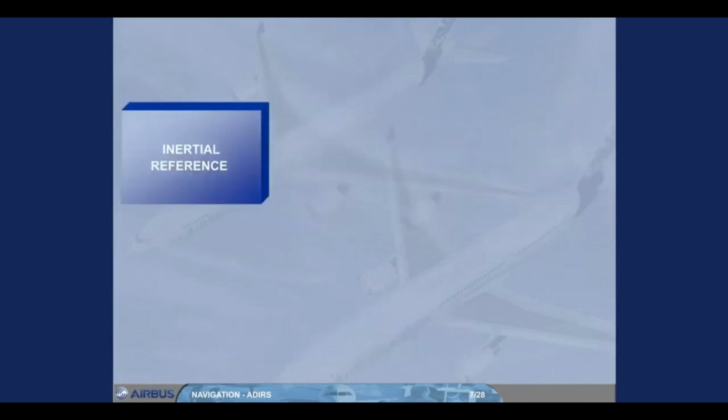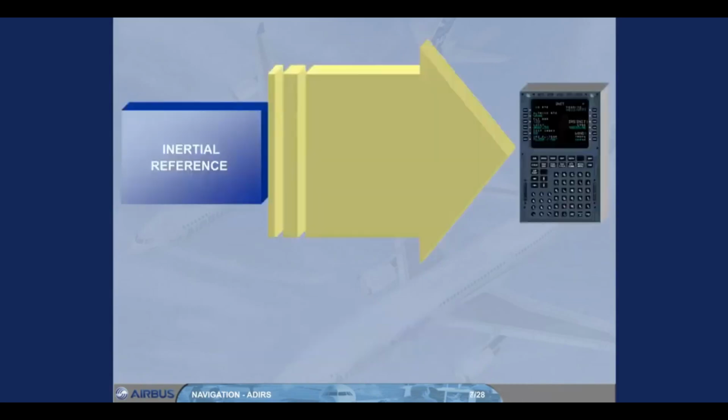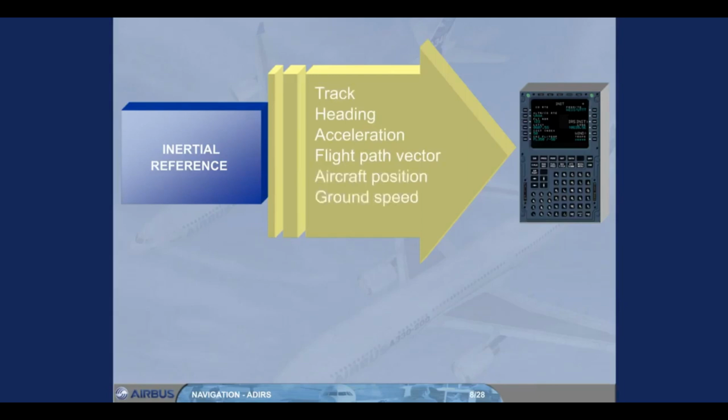The IR part provides inertial data to the FMGC, EFIS, and other users. The inertial data provided includes track, heading, acceleration, flight path vector, aircraft position, ground speed, and attitude.